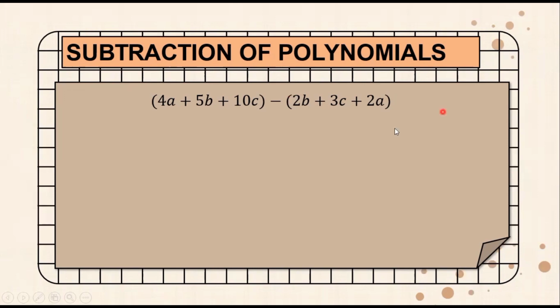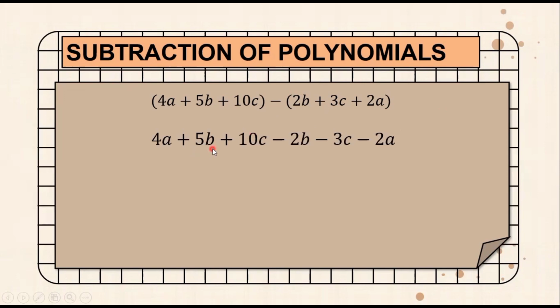Using the parenthesis. Okay, so i-distribute ulit natin yung negative sign sa bawat term na nandito sa subtrahend or na nasa loob ng parenthesis. So that it will give us now 4a plus 5b plus 10c. Negative times positive 2b, magiging negative 2b. Negative times positive 3c, magiging negative 3c. And negative times positive 2a, it will give us negative 2a.